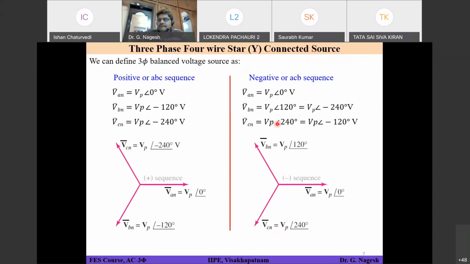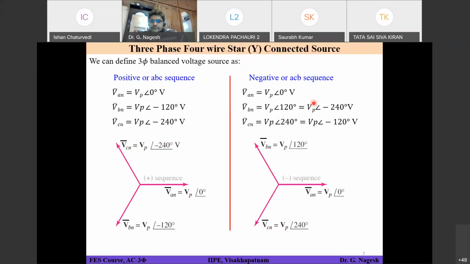Is it clear? Yes, sir. P represents phase and V is the voltage, and I am saying it is the RMS value. So it will be 230 at an angle of 0 degrees. Since I am writing 230 again and again, I am simply representing it with VP. So VP represents the RMS value of phase voltage. Is it clear with positive sequence and negative sequence?